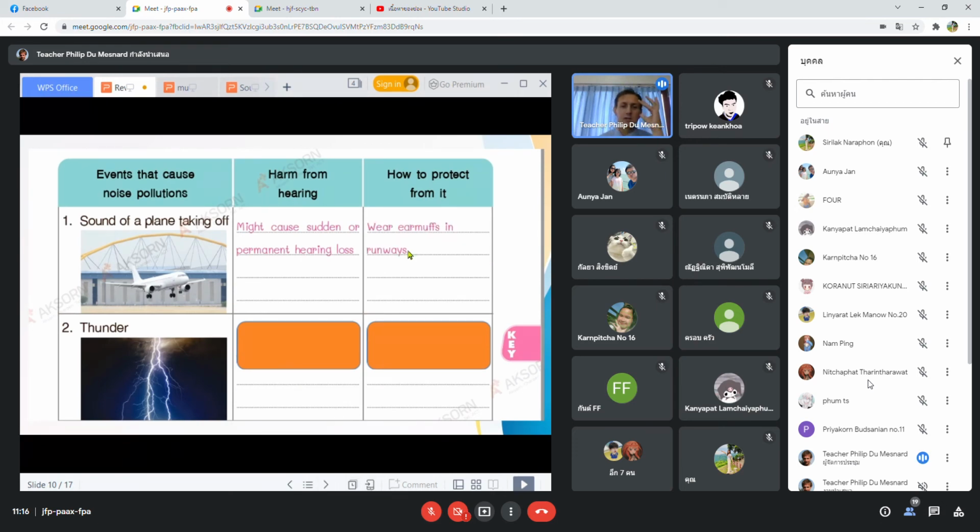Okay, so let's see. First answer, it says wear earmuffs. Because if you just do this, maybe it doesn't help. So wear earmuffs. Okay, you can write it down, please. Please write. Class, this is page number 141. Page 141 is this in your book.